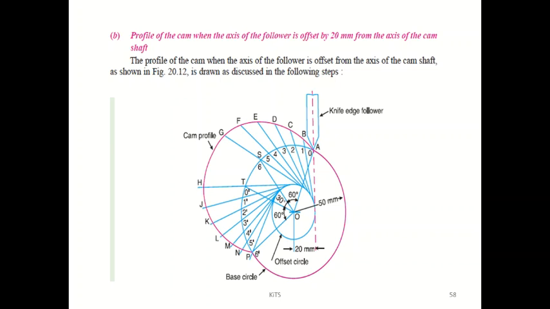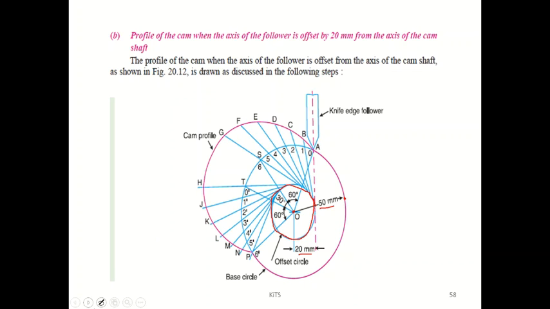Now let us see how we can draw this offset. First of all, you have to draw the base circle. Take your compass. The base circle is 50 mm, that is 5 centimeter. Draw this 5 centimeter circle in a light line. After that, what is the offset? Offset value is 20 mm. Take 2 centimeter in the compass and draw this inner circle.